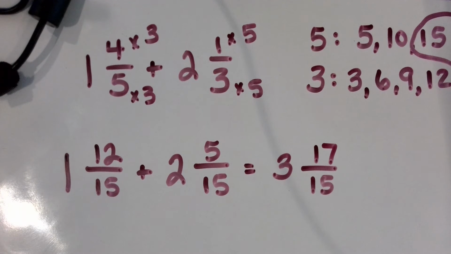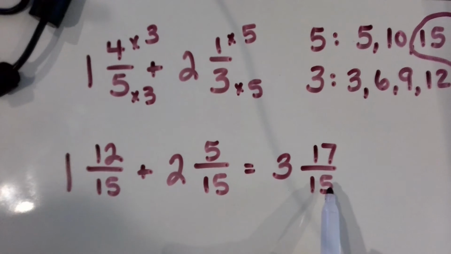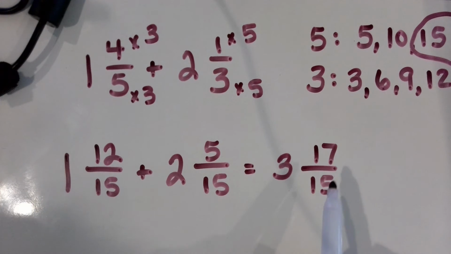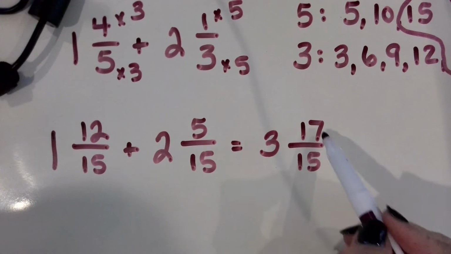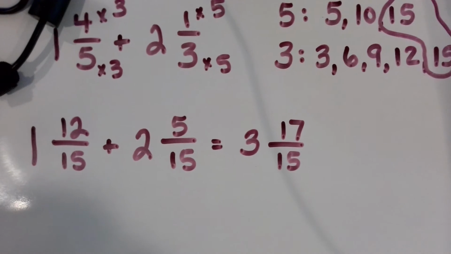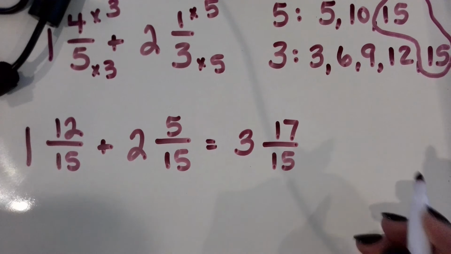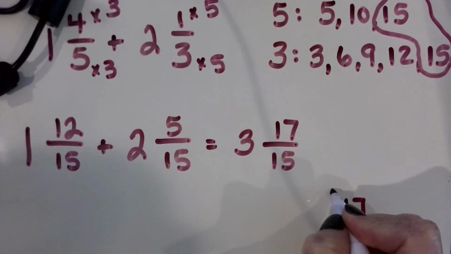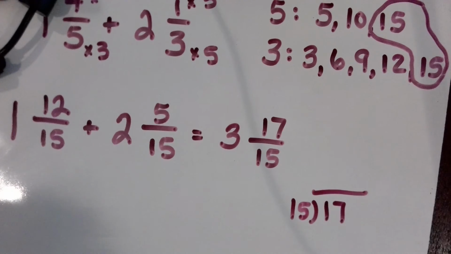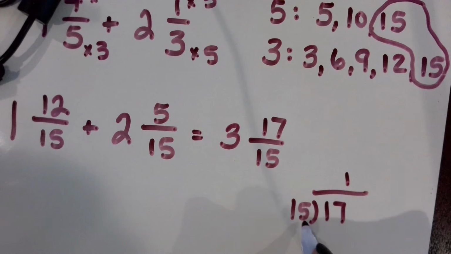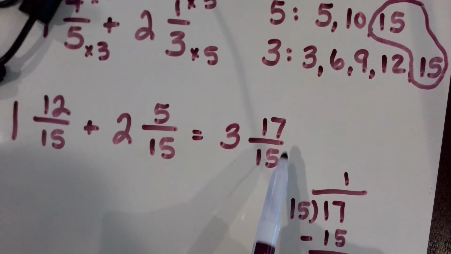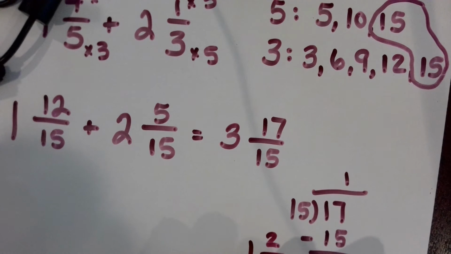Now, this should look kind of weird to you because 17/15 is an improper fraction. And we don't want to leave it like that. We want to put our answer in simplest form, which means that we're going to need to change 17 fifteenths into a mixed number. So we remember that 17 fifteenths means 17 divided by 15. So if I do this over here on the side, 15 will divide into 17 one time. 1 times 15, and I subtract, and I'm left with 2. So that means 17 fifteenths is equal to 1 and 2 fifteenths.